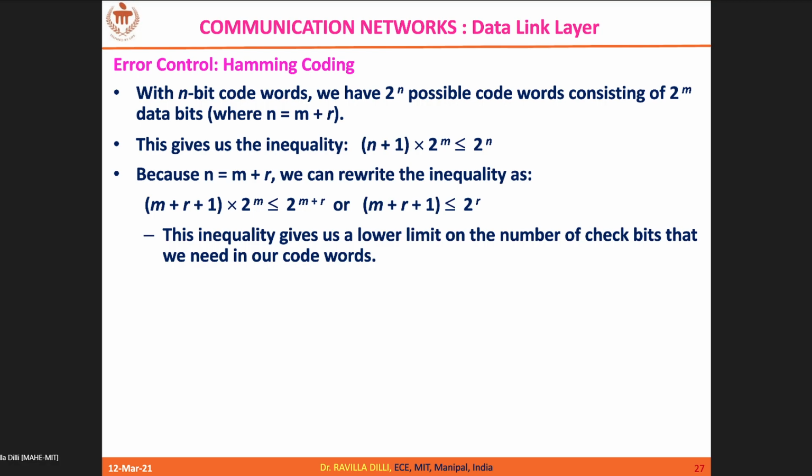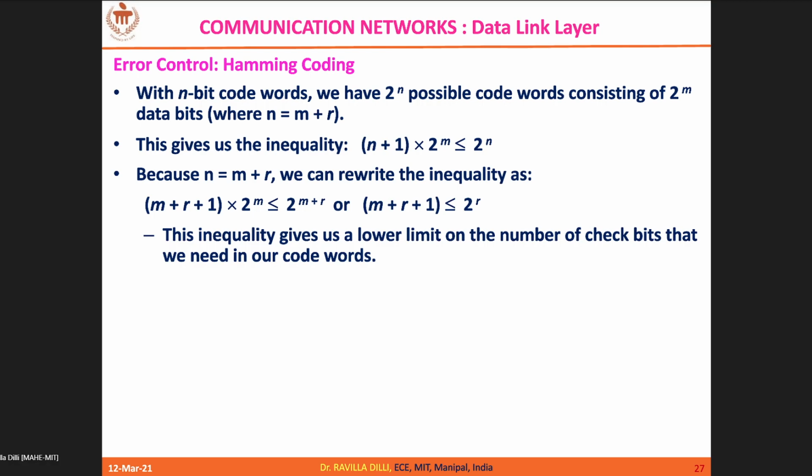So you substitute in the inequality m plus r plus 1 less than or equal to 2 power r. M is 8, so 8 plus r plus 1, so 9 plus r less than or equal to 2 power r. You try to pick the minimum r value that satisfies this inequality. When I keep r equal to 0, 9 less than or equal to 2 power 0, which is 1, not correct. When I pick r equal to 1, 9 plus 1, 10 less than or equal to 2 power 1, which is 2, not correct.